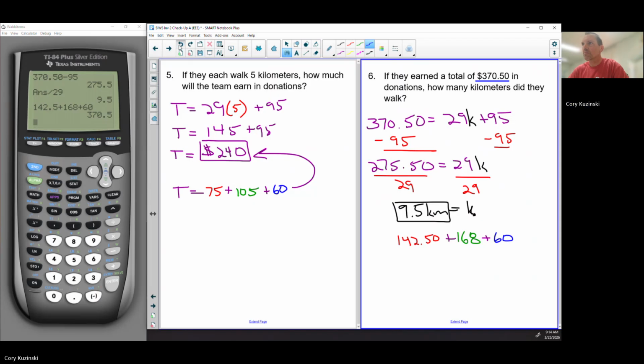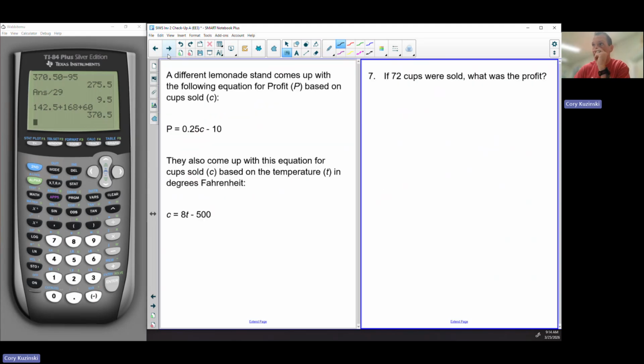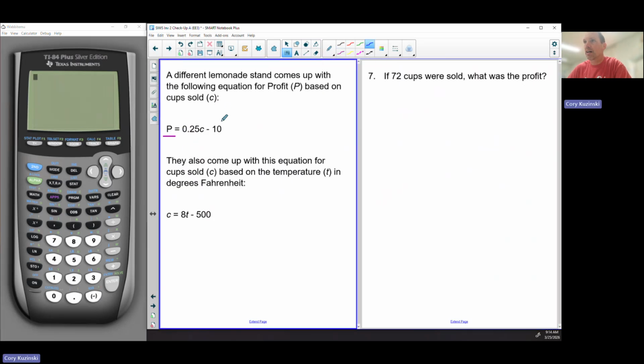Yeah, but you still had to know how to solve this equation backwards. We got one more page here. A different lemonade stand comes up with the following equation for profit based on cups. So we got profit based on cups. And then they also came up with this equation for the number of cups sold based on temperature. Cups based on temperature, T.